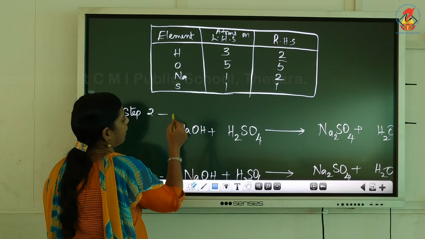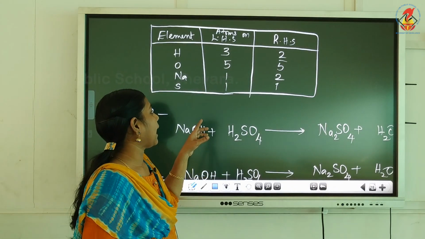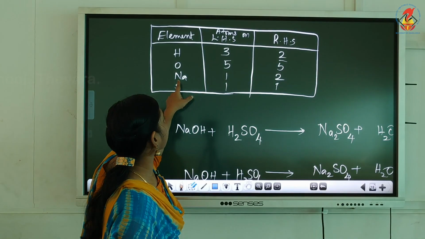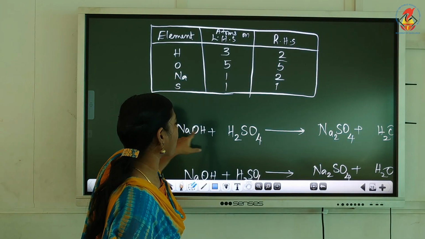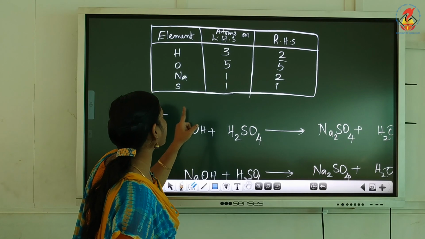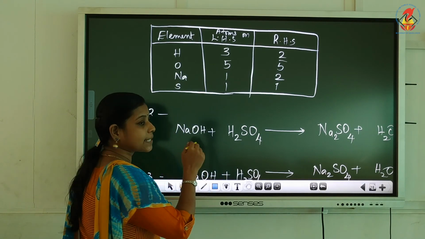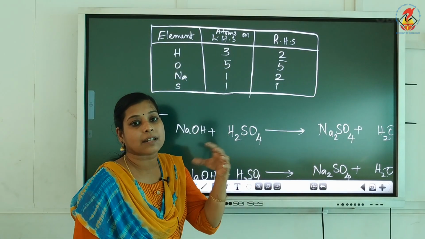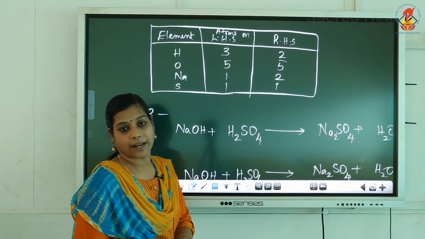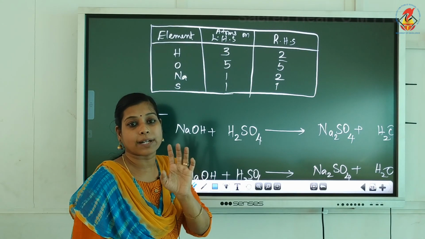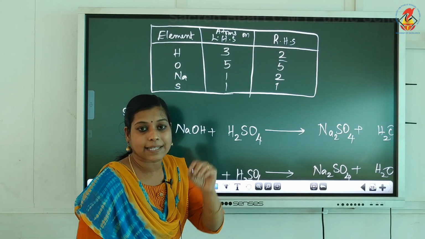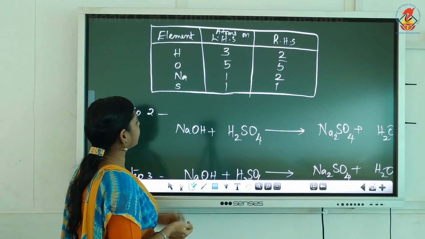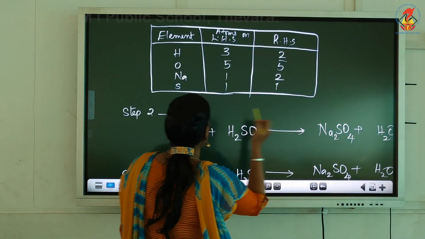At that time our aim is to equate any particular element. Here we are going to equate the one which is not repeated, sodium. It is seen only once there. So we are going to equate sodium first. If an element is found in more than one reactant and product side, we will not go with that particular element, only the one that appears once on the reactant side and product side, that we will equate first. So here we are taking sodium.